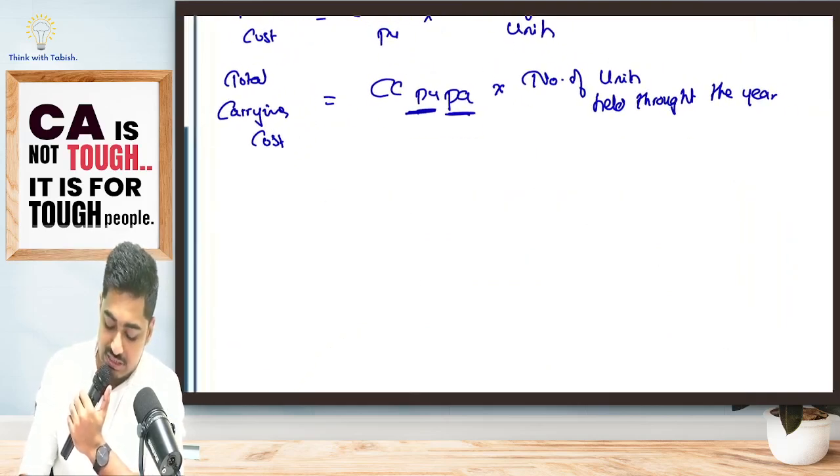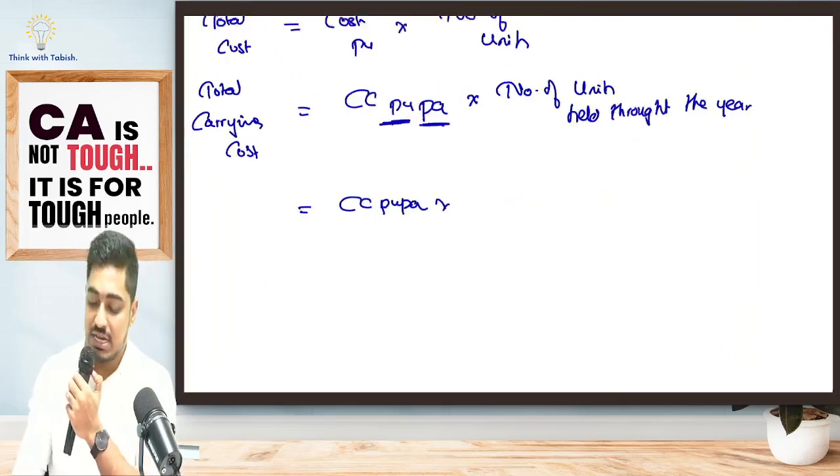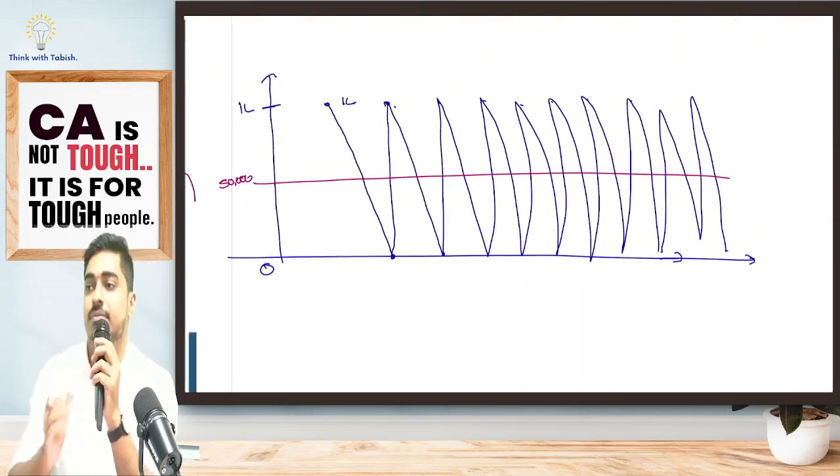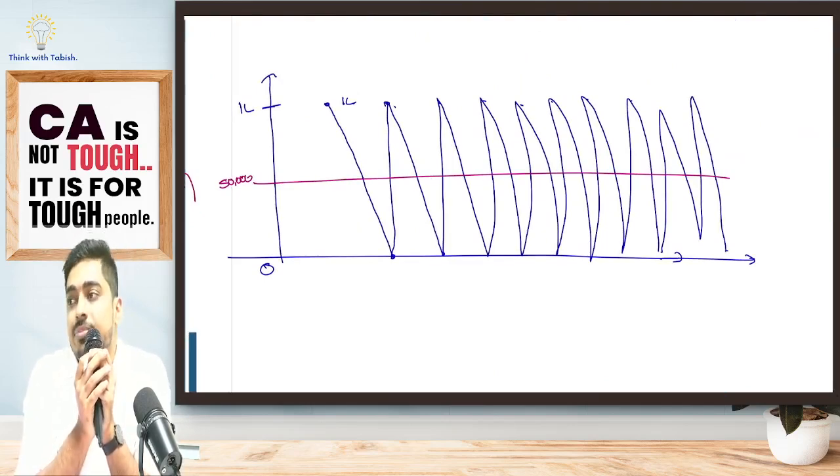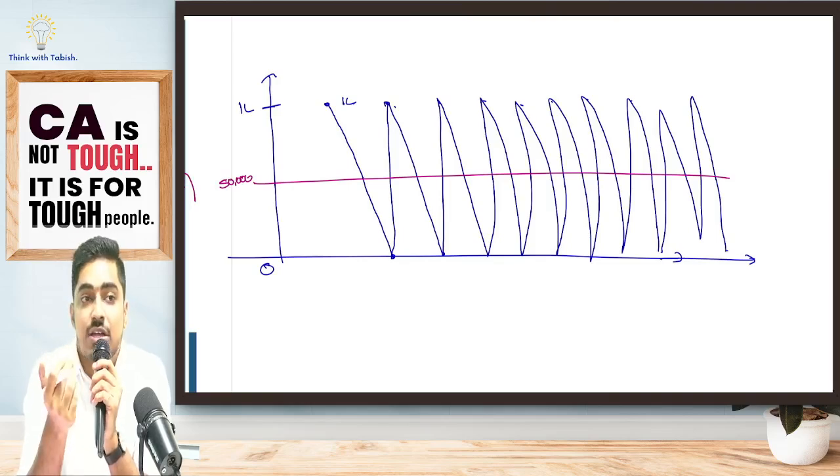Okay. So I will just tweak it and tell you: carrying cost per unit per annum into number of units held throughout the year. Come back to this example. In my inventory, at any point of time, maximum how many units am I having? 1 lakh. But am I having 1 lakh throughout the year? In a year, in total how much am I buying? 10 lakh. Am I having 10 lakh throughout the year? At any point, maximum how much am I having? 1 lakh. But am I having it throughout the year? Minimum how much am I having?